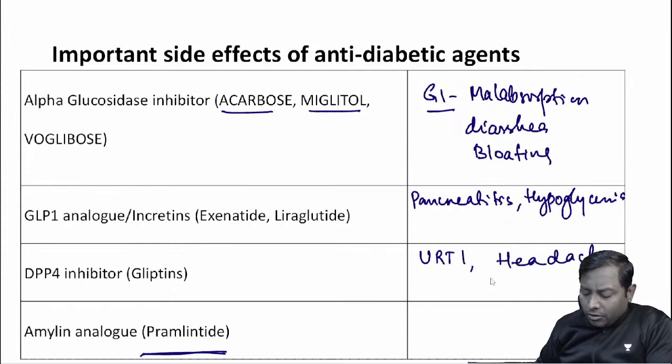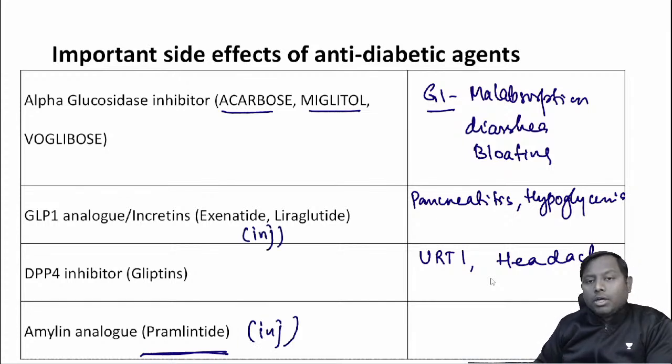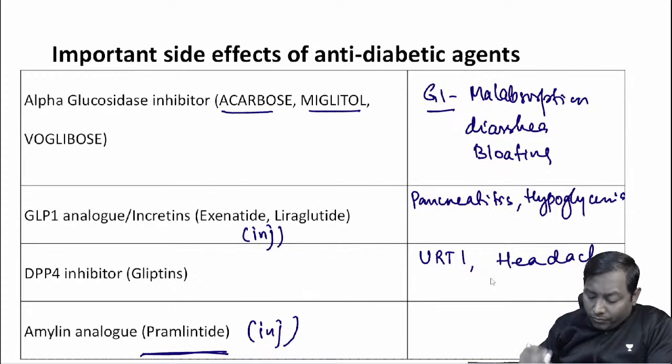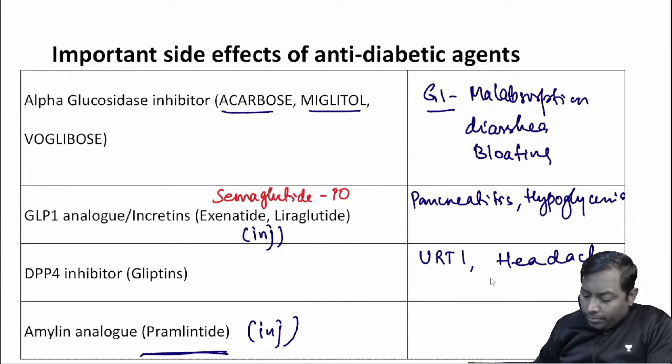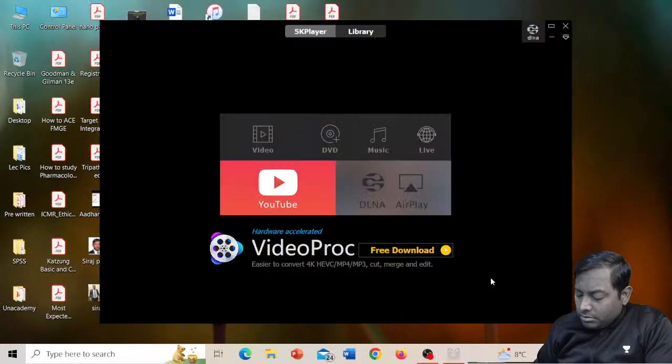Pramlintide is an amylin analog. It's also given by the injectable route. So if the examiner is going to ask which is given by the injectable route, it's not only insulin. We have GLP-1 analogs, we have amylin analogs also. But one GLP analog that has been approved, known as semaglutide, is also available by the oral route. Pramlintide will be causing side effects like hypoglycemia. They can also lead to side effects like pancreatitis.